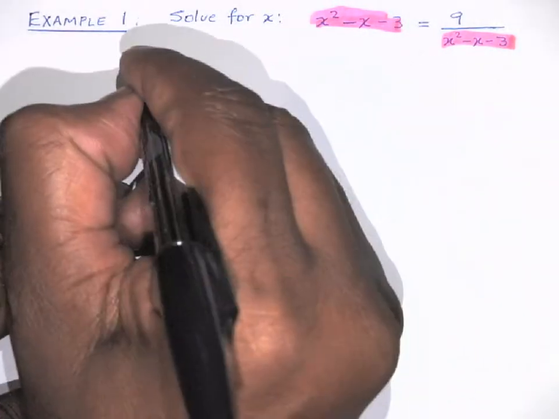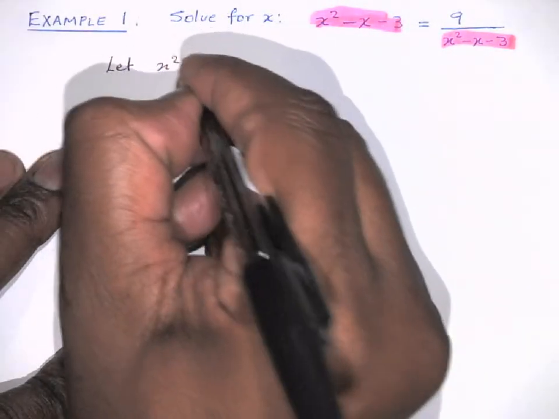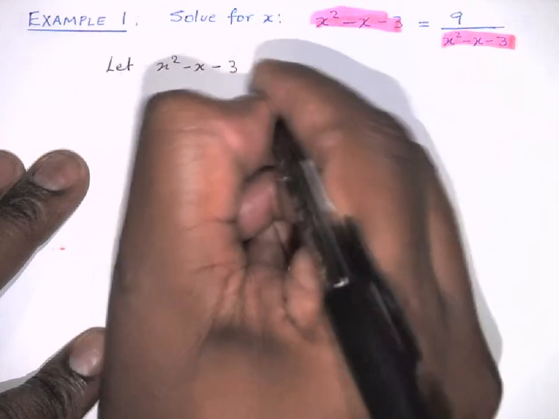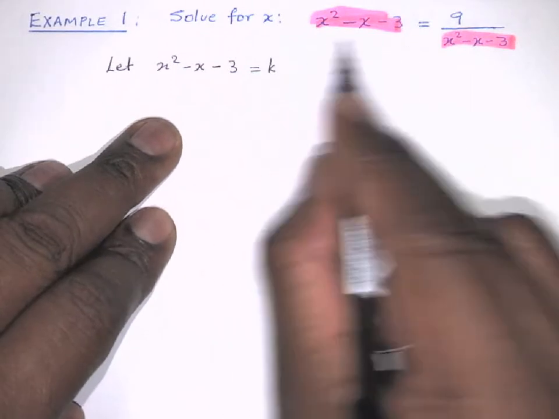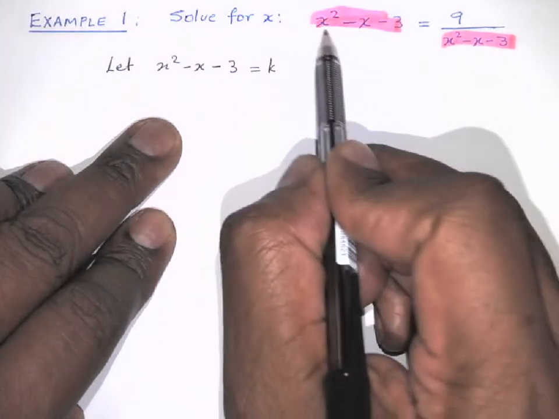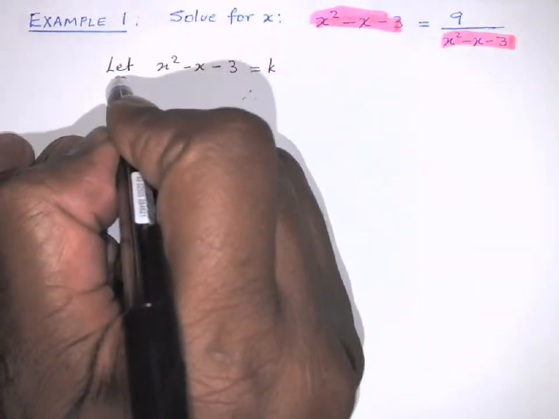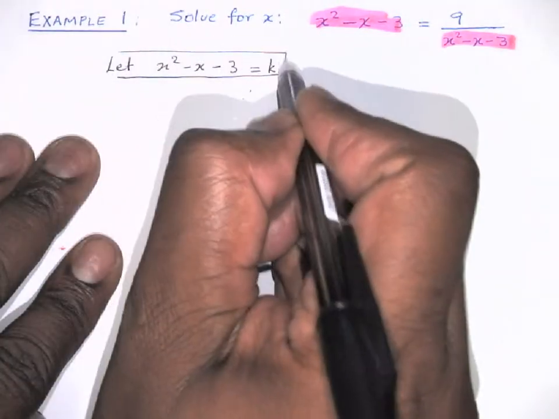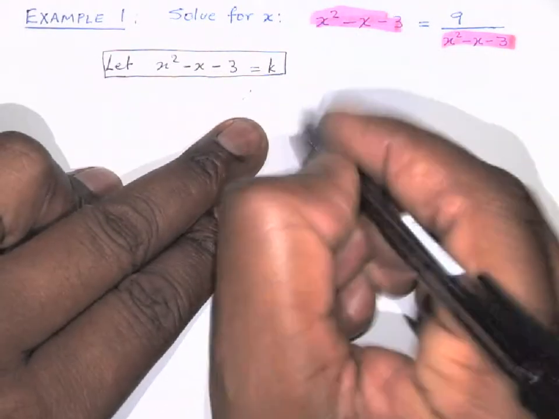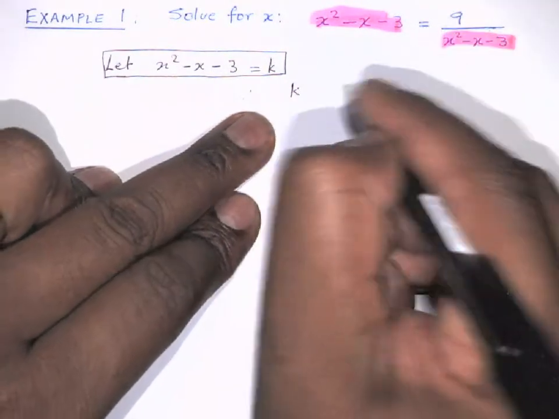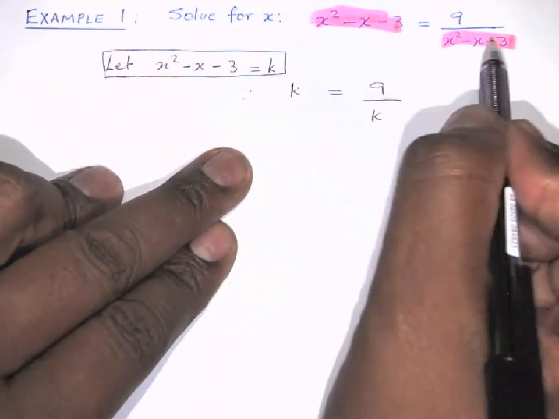So what we do, we let x squared minus x minus 3 equal k. This will make things easier for me to solve this problem. Where there is this expression, I'll just plug in k, and I'll put the expression aside so that I'll come back to it later. So k equals 9 over k, because I put k for this expression.